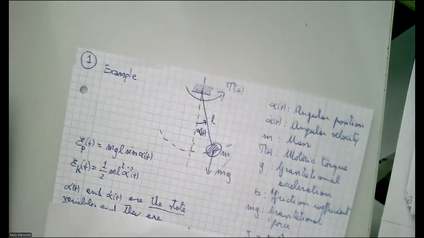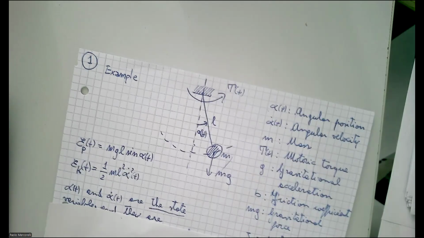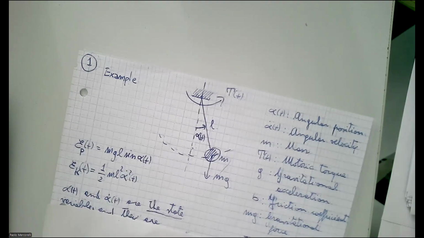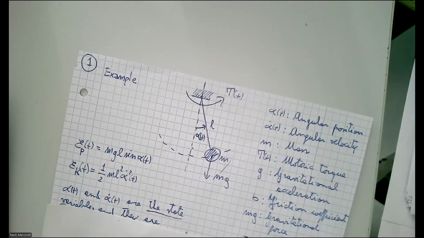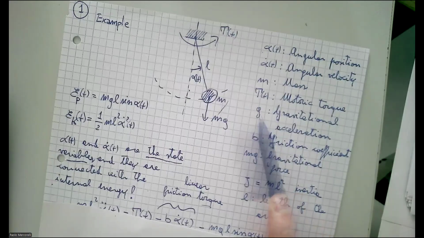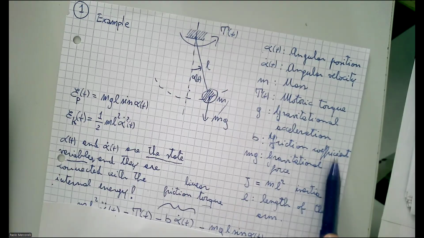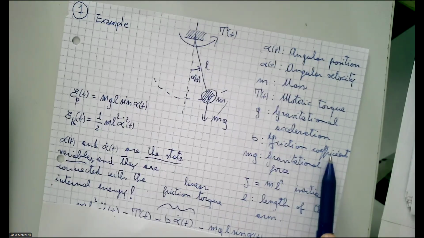T of t, in our case, is our input. This means it's the output of our controller. In this sense, the controller includes somehow the actuator. It's just to understand, G is the gravitational force, B is the friction coefficient. About that, I told you a lot.